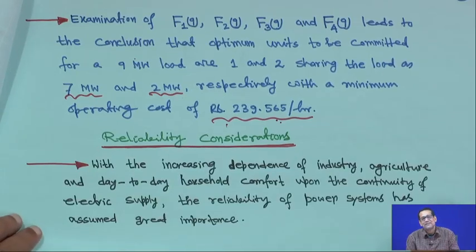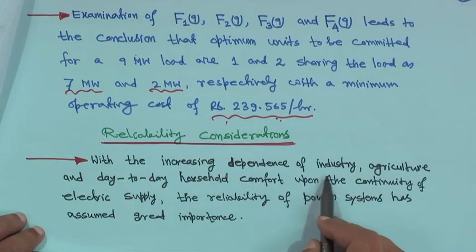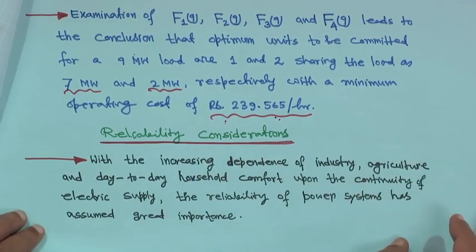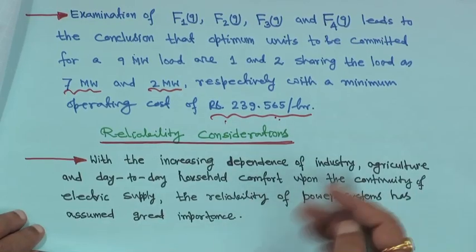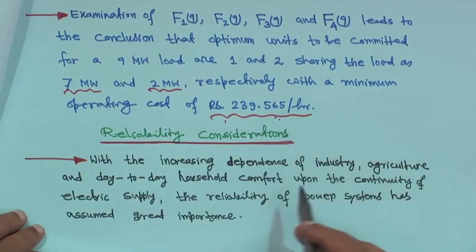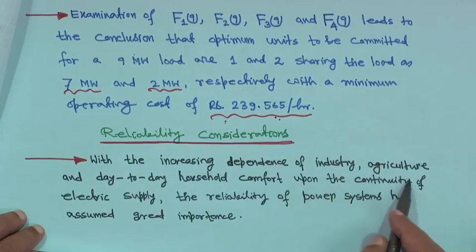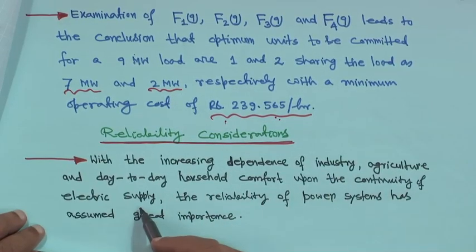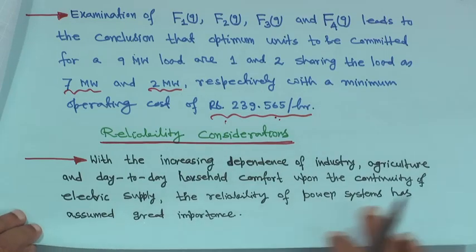And with the increasing dependence of industry, now the reliability part, because reliability is another concern, will be very briefly explained here, and how it is related to unit commitment. With the increasing dependence of industry, agriculture and day to day household comfort upon the continuity of electric supply, the reliability of the power system has assumed great importance.